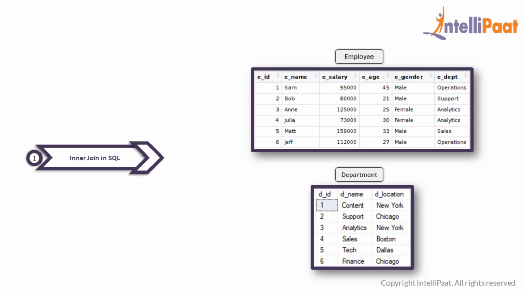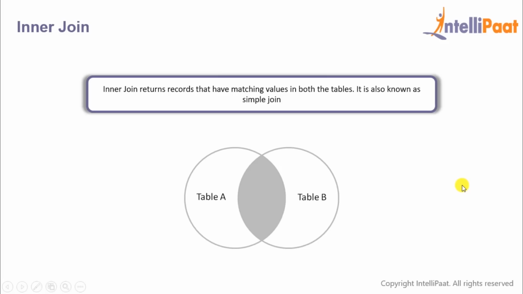How to implement the inner join? We'll be implementing the inner join on these 2 tables. First is the employee table, which comprises employee ID, employee name, employee salary, age and gender, and the department in which the employee works. Then we have the department table, which comprises department ID, department name, and the location where the department is present. So the inner join basically gives us those records that have matching values in both the tables.